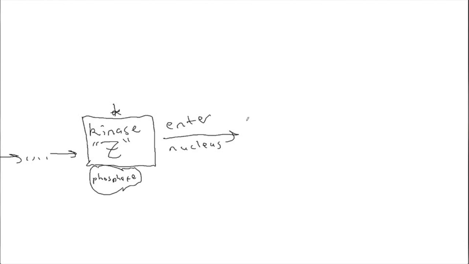So now we're going to enter the nucleus of the cell. What's the most important thing that lives in the nucleus of the cell? The chromosomes? Yeah, the chromosomes, which are made out of DNA. So the nucleus is where the DNA is.